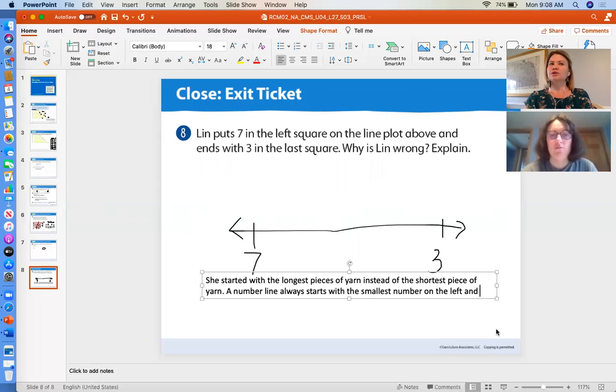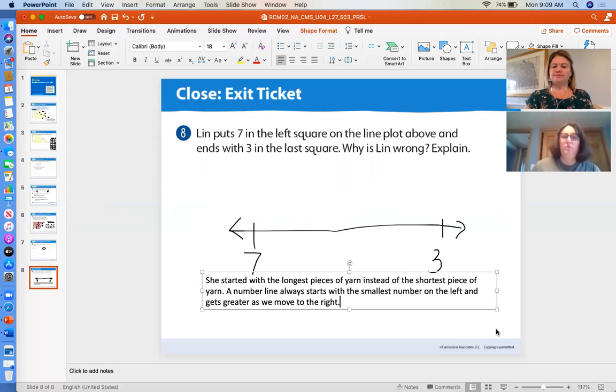and gets greater as we move to the right. Good. As we move to the right. Yes. Very good.